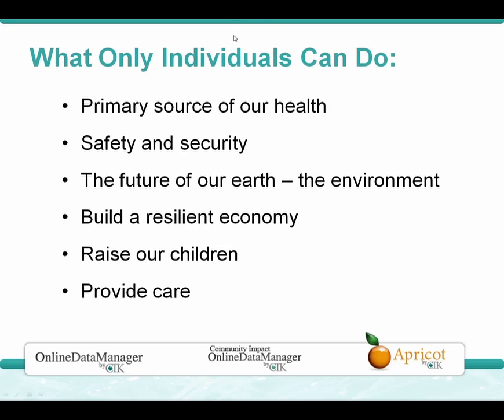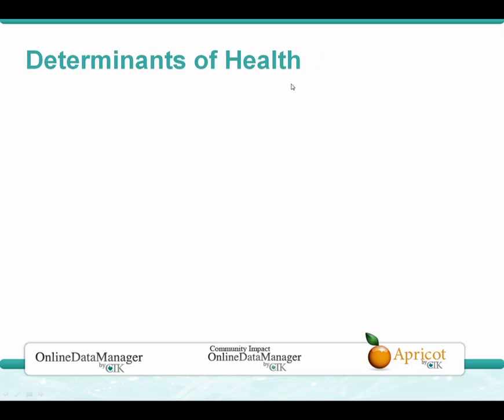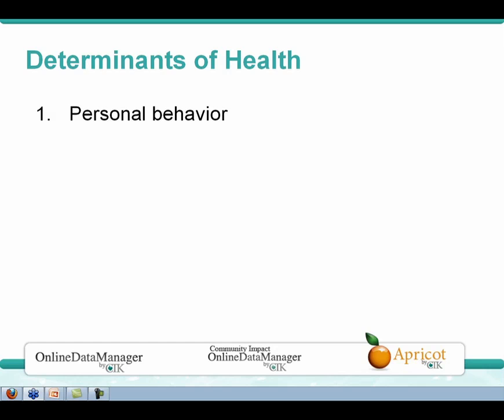And just to give an example on that, if we think about what the World Health Organization says are the determinants of health, the first one is personal behavior, personal choices. Whether somebody exercises, whether they eat right, whether they drink or do drugs, all of those kinds of things are the number one most important ingredient for whether somebody is healthy or not.